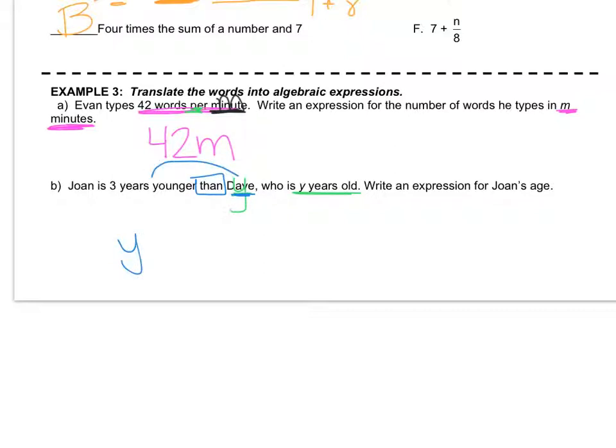If I come back and get the rest, it says 3 years younger. Younger tells me that I'm subtracting. Younger means you're getting smaller. So I'm going to subtract. How many years younger is Joan than Dave? 3. So this is my expression for letter choice B.